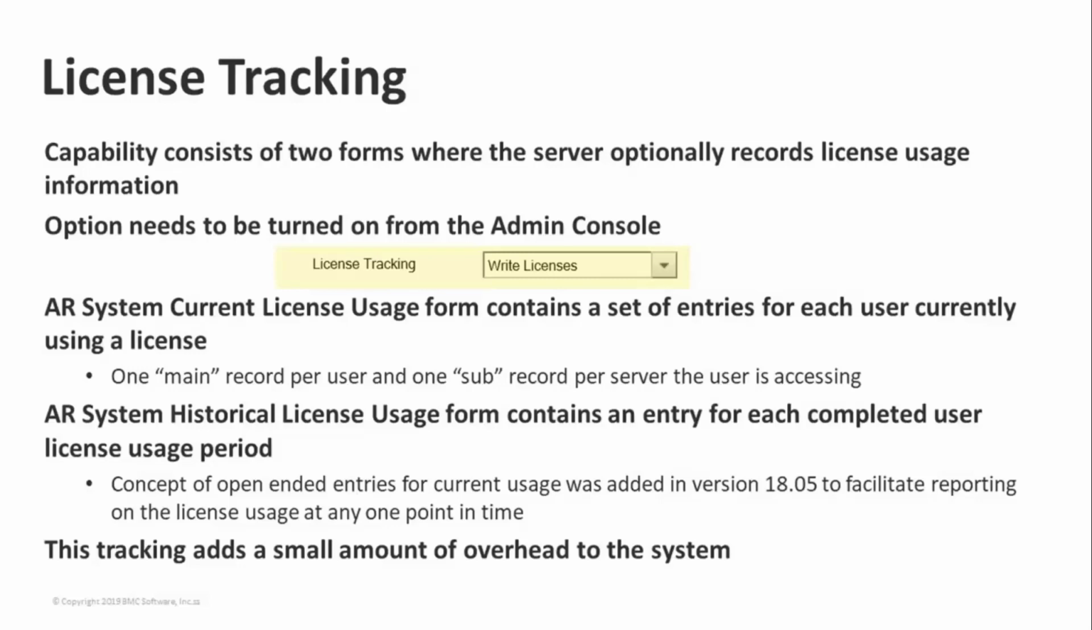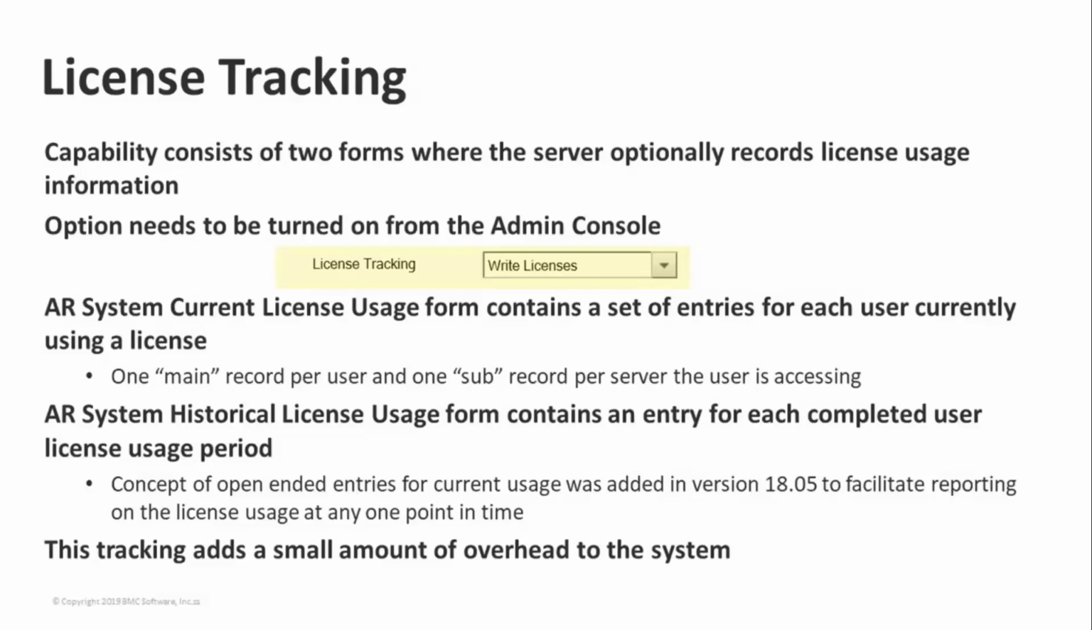So for example, say it's 1 p.m. and I would like to know, well, back at 11 a.m., how many users were using floating licenses on the system. Prior to version 1805, I could get the historical data. Anybody who had been on at 11 a.m. but has already logged off, that information would be in this historical form. But I'd also have to couple that with the current license usage form data in my report to get a picture of everybody that was on at 11 and is now off the system not using a license, plus those people that were on at 11 and are still on using a license.